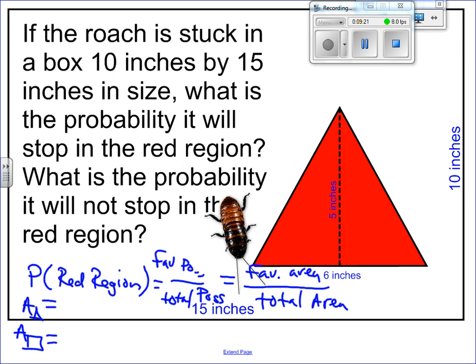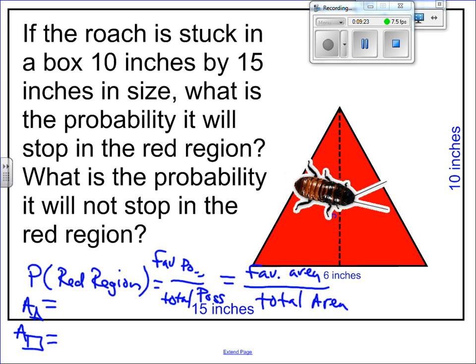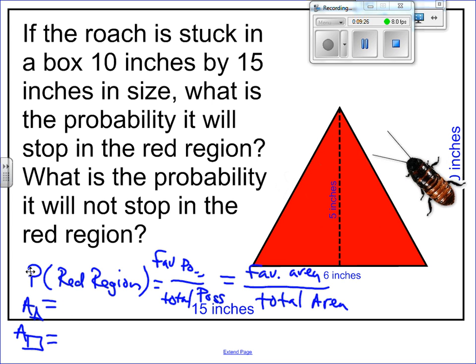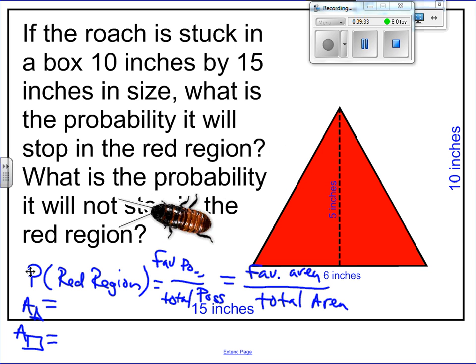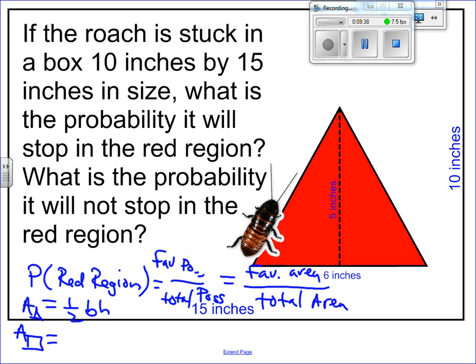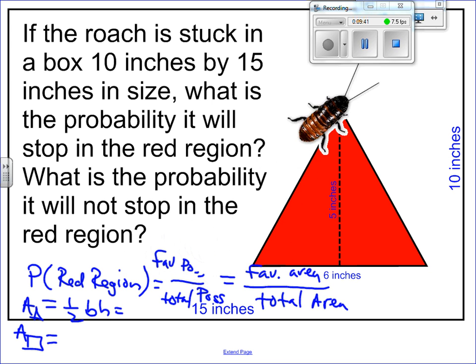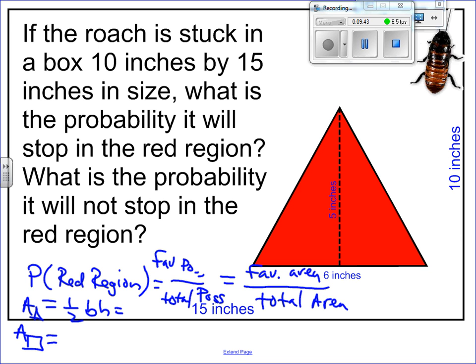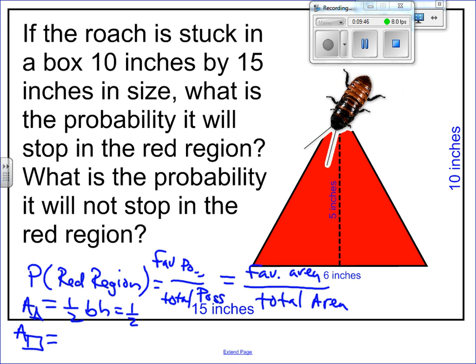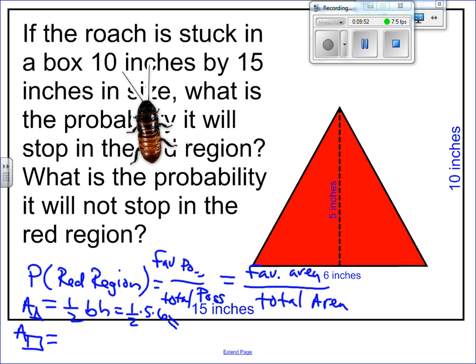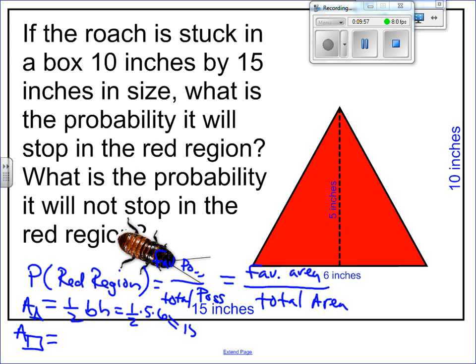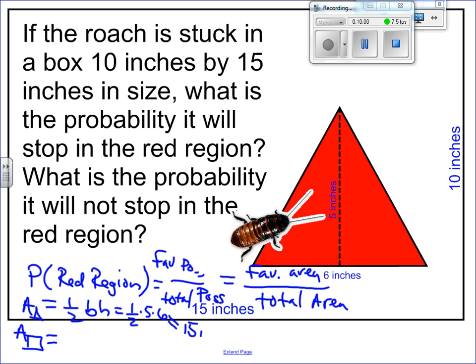Yes, ma'am. Base times... there we go. One half the base times the height. All right, so that's going to be one half times 5 times 6. Okay, and someone said the answer already. Come over here to Emmy's group. Yes, ma'am. And what unit should I put on here to indicate that I found area? Okay, good. Inches squared. So this is 15 inches squared.